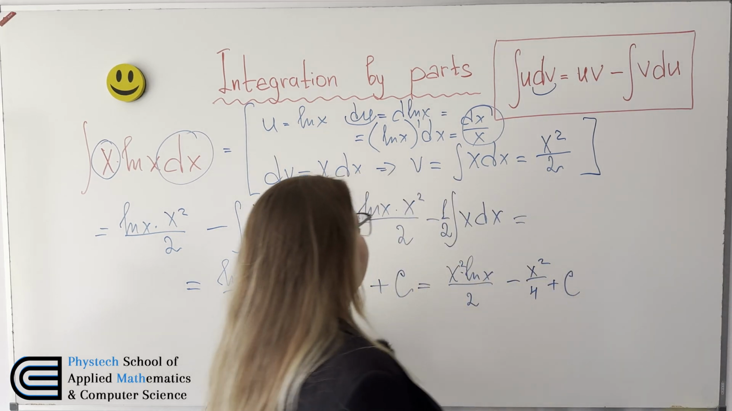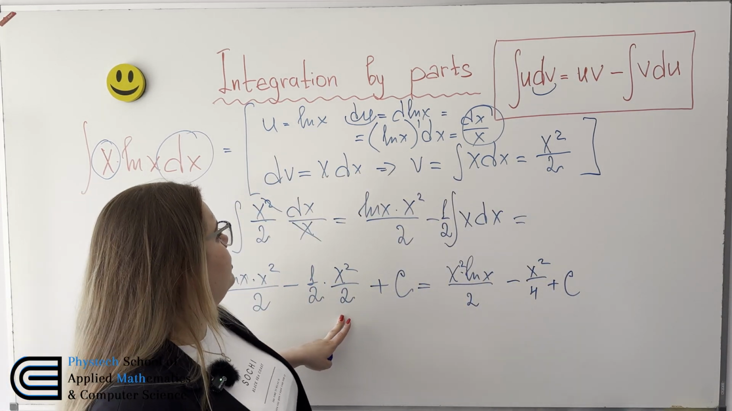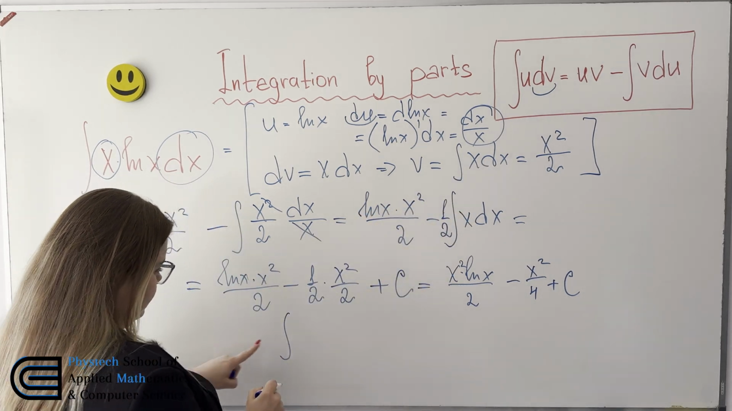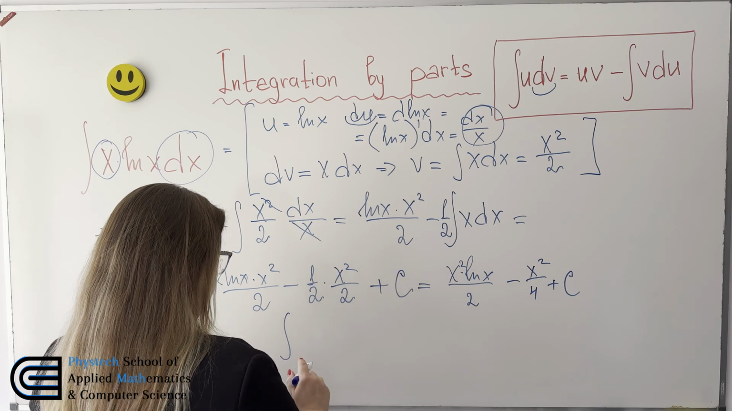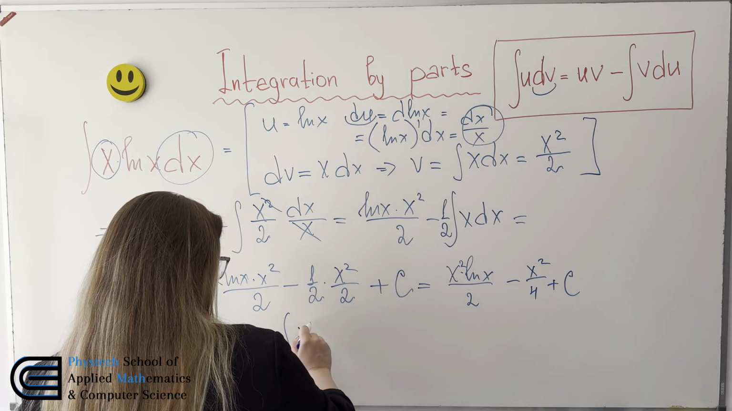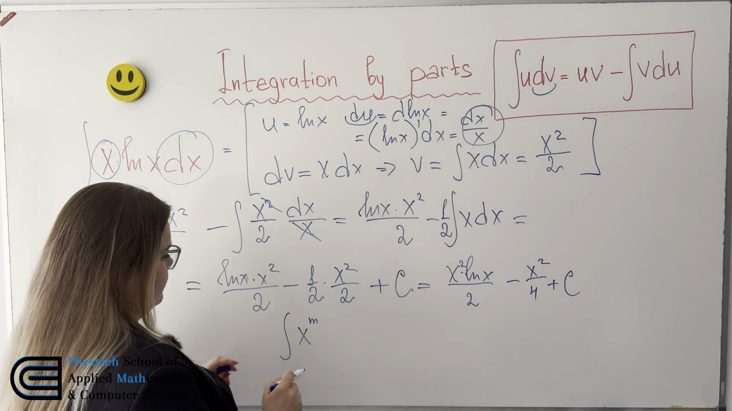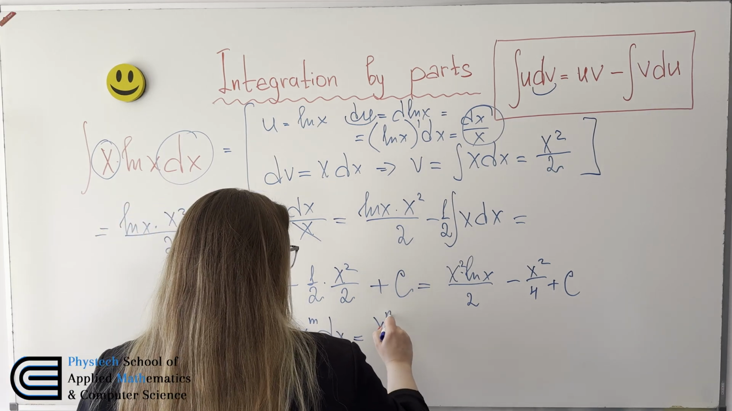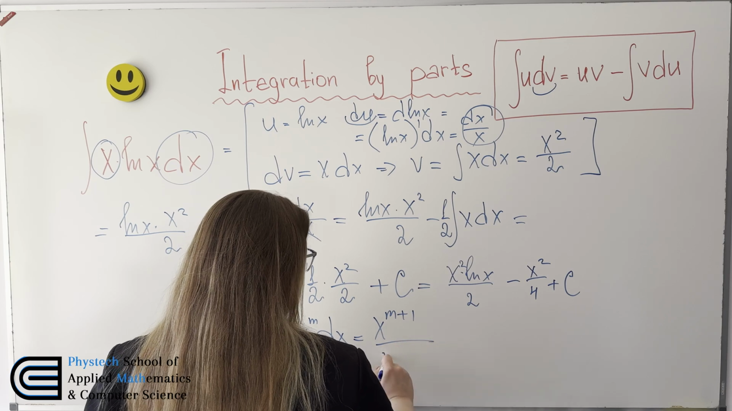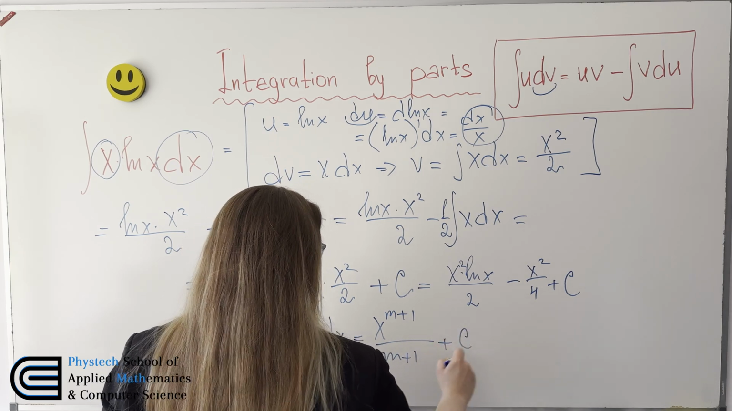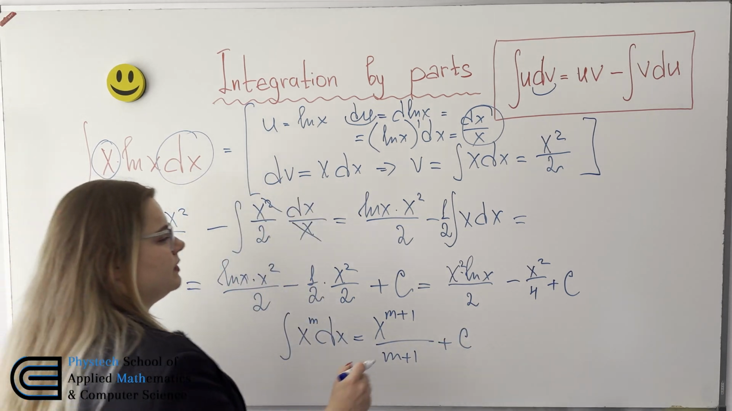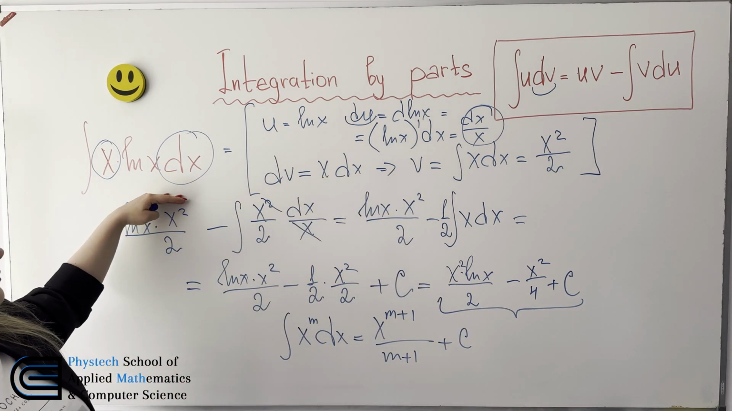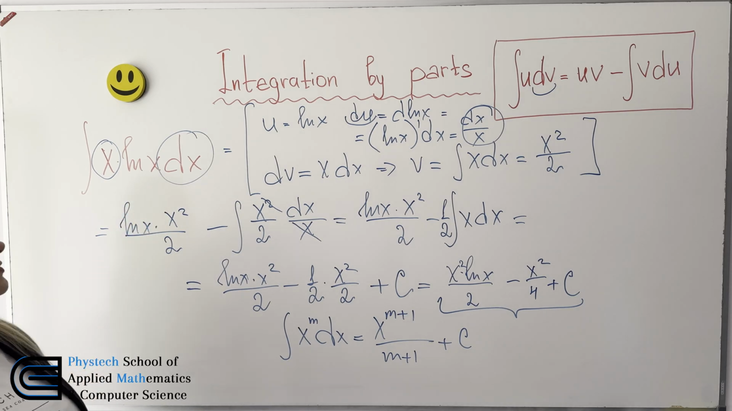And here we used, and here actually too, we used a formula. It's a quick reminder: the integral of x to the power of m dx is equal to x to the power of m plus 1 divided by m plus 1 plus c. So that's the answer to our question, to our integral.